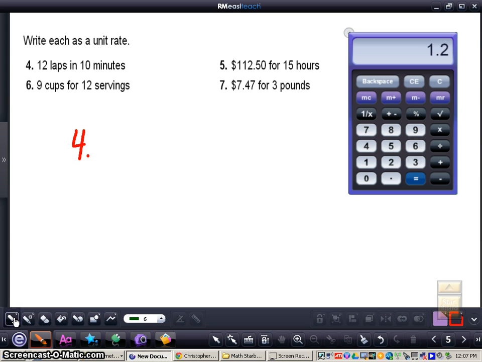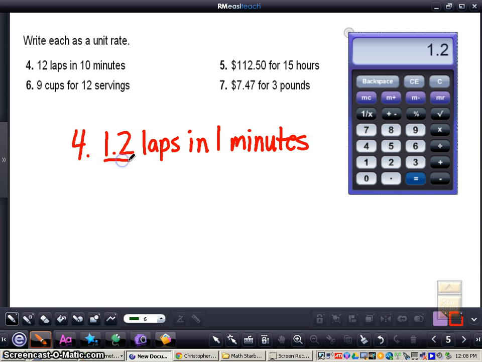So I will just write 1.2 laps in 1 minute, and that's my answer. That's my unit rate. I found how many laps this person ran in just 1 minute. Okay, let's take a look at number 5. I'll do this one for you, then we'll do 6 and 7 together.